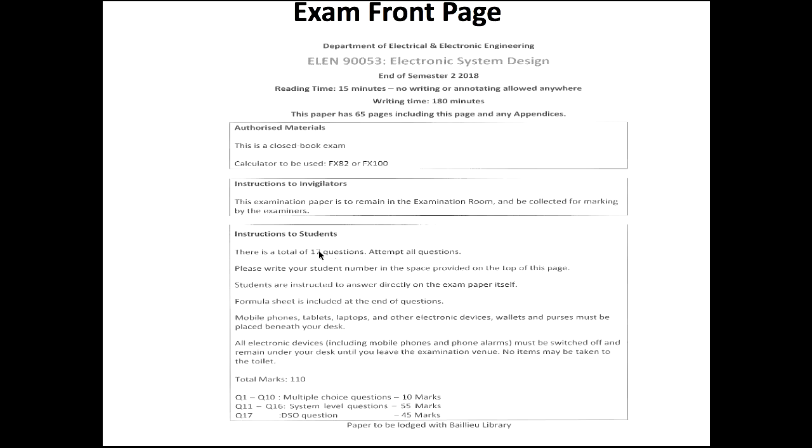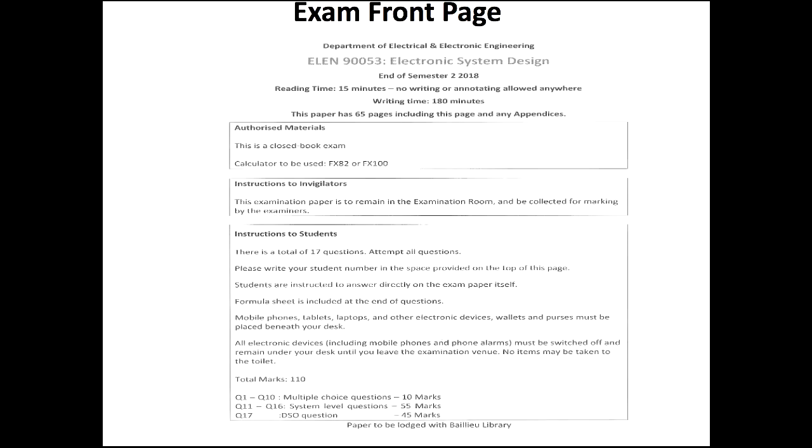Around the same number this year as well. Same number means 10 questions are multiple choice, and basically you only have 7 big questions. Multiple choice is 10 marks, system level questions 55 marks, slightly different this year but almost the same, and the DSO question 45. This adds up to 110, and then we will be taking half of that.